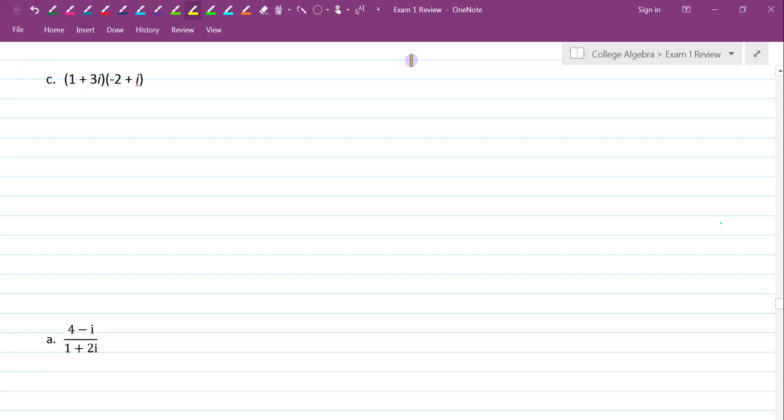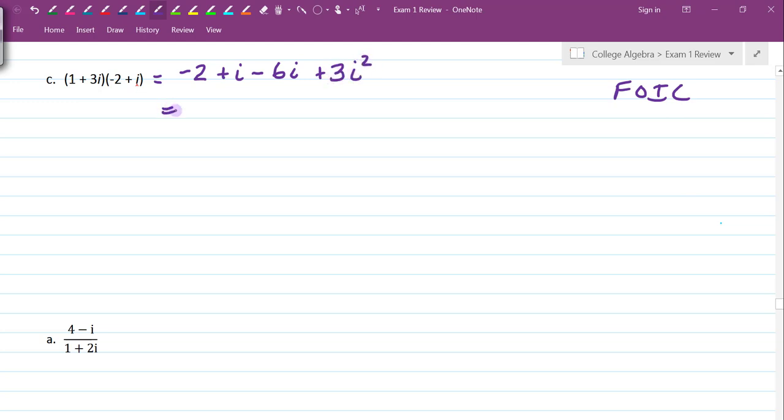Part C right here, we're going to treat it as if we just simply had two factors multiplied by each other, and we're going to do FOIL. Okay, so we have 1 times negative 2 is going to give me negative 2. Now the outer, or the outside, 1 times an i is going to give me plus i. 3i, going for the inner, which is the i here. Okay, so 3i times negative 2 is negative 6i. And then the L stands for last. So 3i times i is going to give me plus 3i squared.